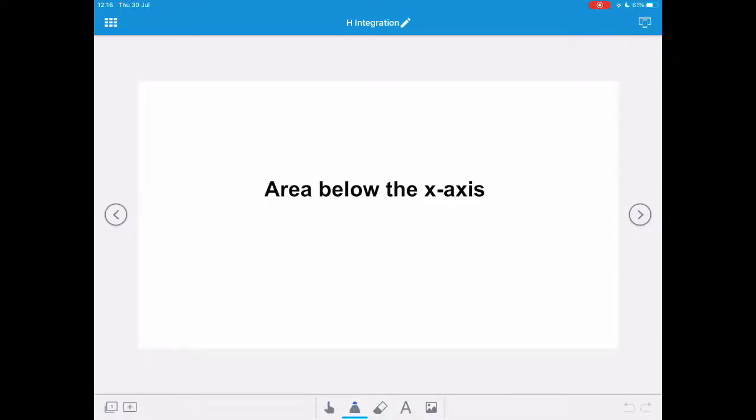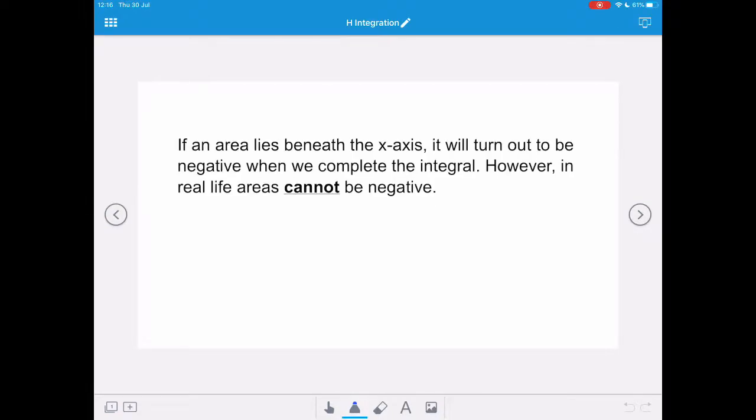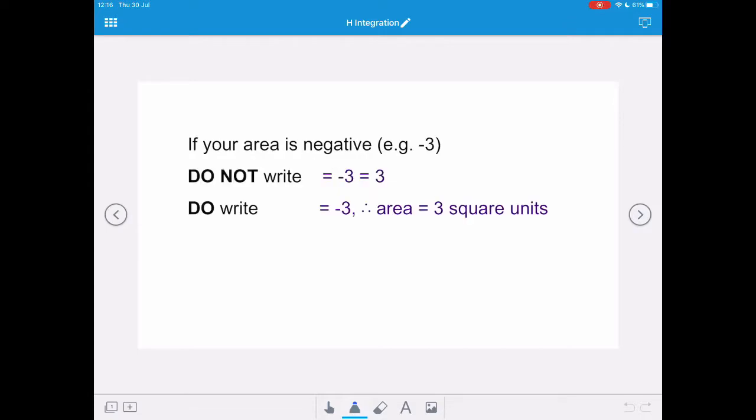So what happens if the area is below the x-axis? If an area lies beneath the x-axis, it will turn out to be negative when we complete the integral. However, in real life, areas cannot be negative. So if your area is negative, for example, -3, do not write -3 equals 3. Do write that your definite integral equals -3, therefore your area equals 3 square units, and you're demonstrating that you understand that an area cannot be negative in this context.